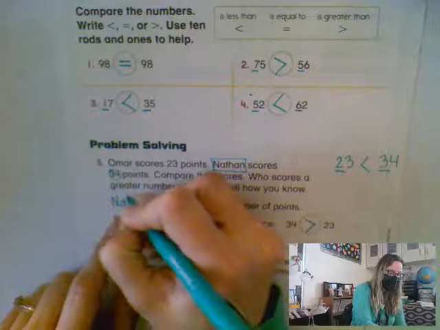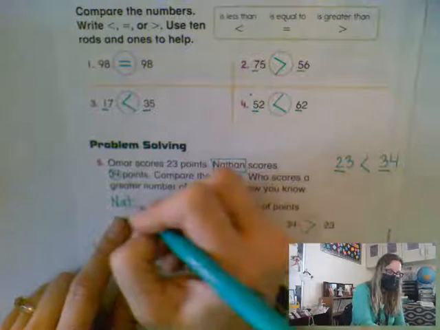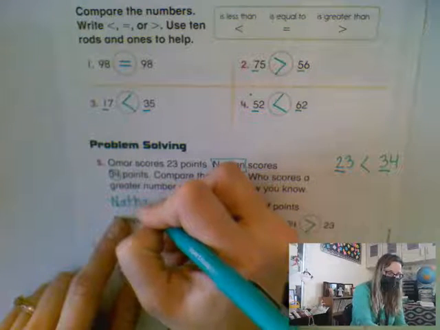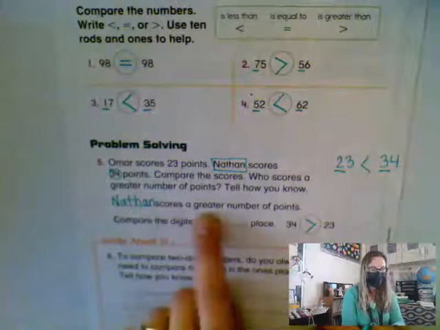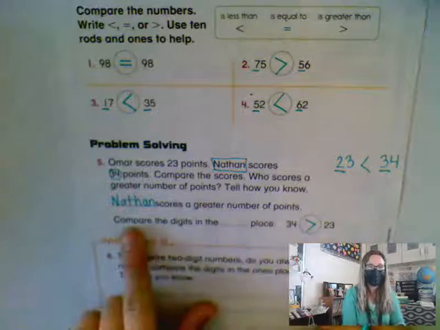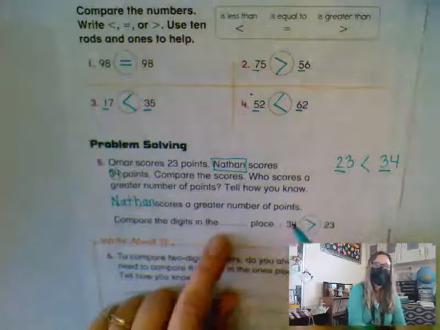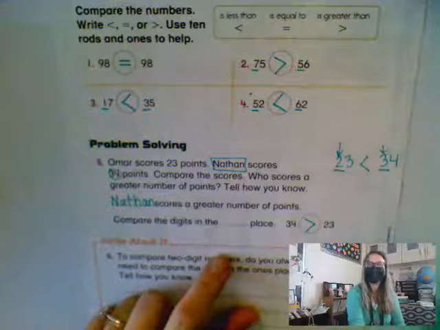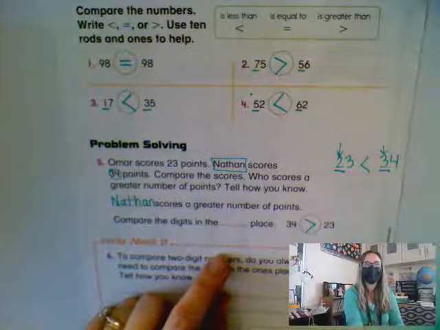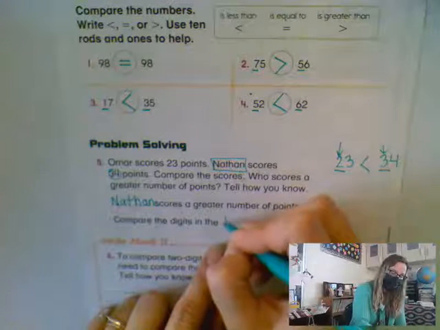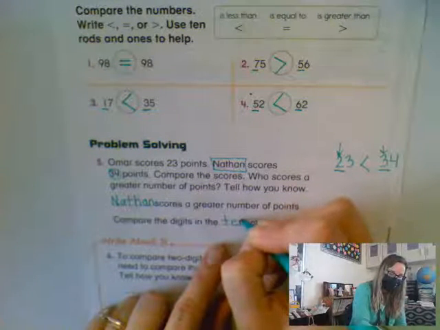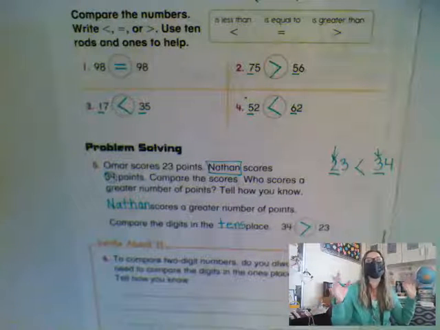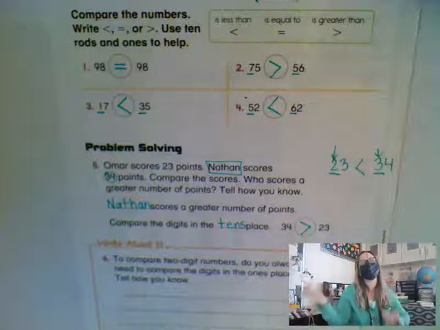A, T, H, A, N. Nathan scores a greater number of points, and then it says compare the digits. Were we comparing the tens or the ones when we compared the 2 and the 3? Were those tens or ones? Drew? Tens. So on this line, we'll write tens. T-E-N-S. Remember, we always start with the tens. If the tens are the same, then we go to the ones.